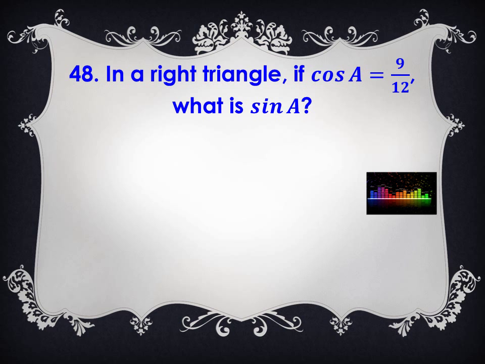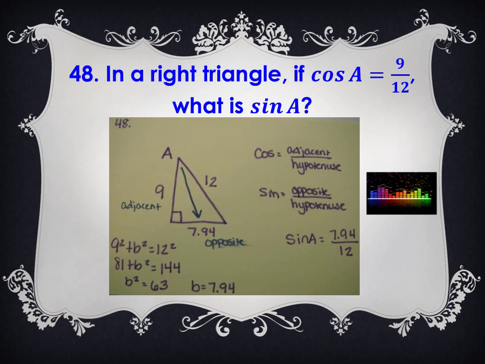For this problem, we are told that cosine A is 9 over 12. So the first step would be drawing a triangle.